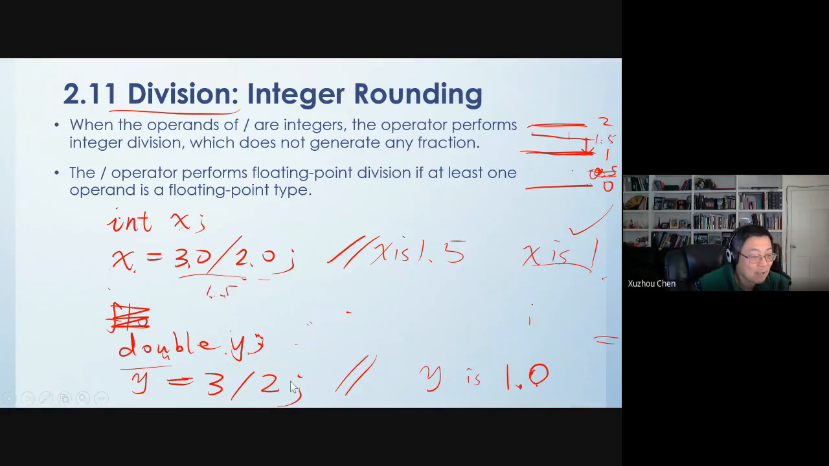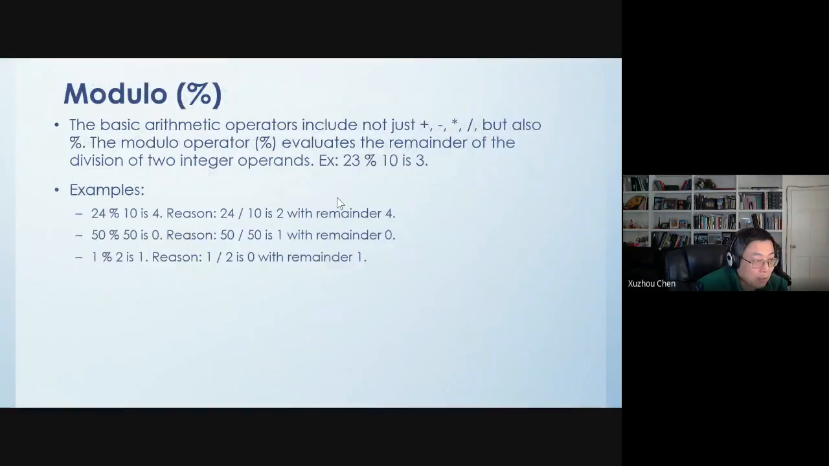Because here, your result is 1, but you try to assign an integer to a double number. So the integer will be converted into a double number, and then it's going to be 1.0. So just do a little more practice, and you will get there.